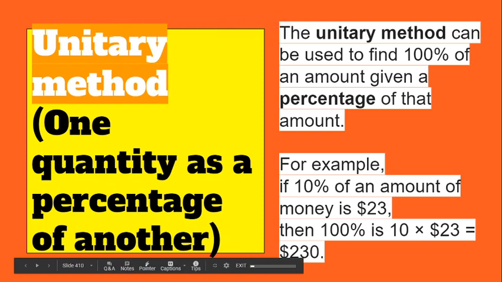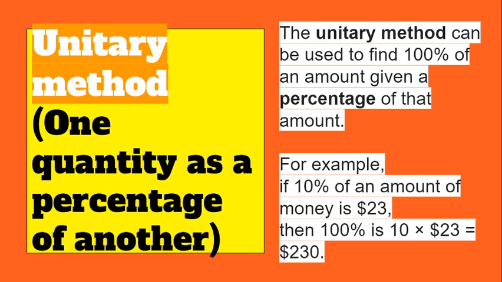The unitary method is a strategy in mathematics that is used so we can compare one quantity as a percentage of another quantity. It says the unitary method can be used to find 100% of an amount given a percentage of that amount. So, for example, if 10% of an amount of money is $23, then what would 100% be? We could just take 100% times 10, okay? That 10%, right, times $23 to equal $230, all right?